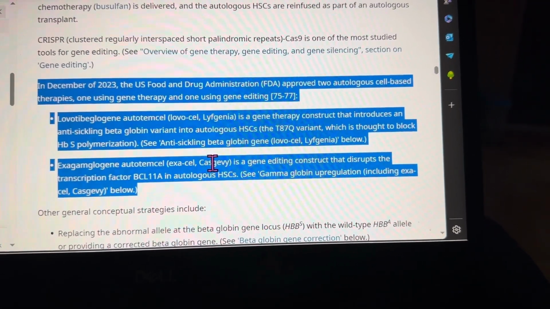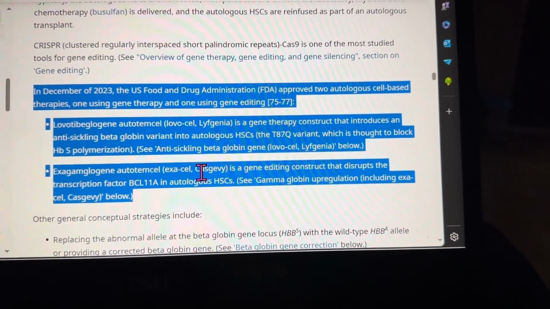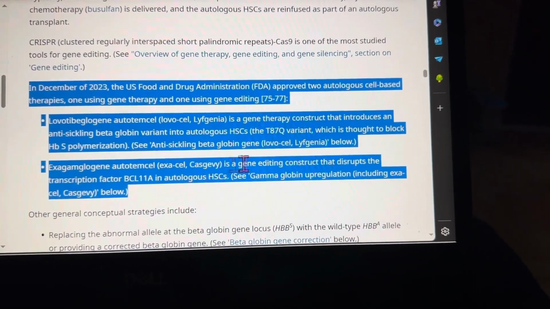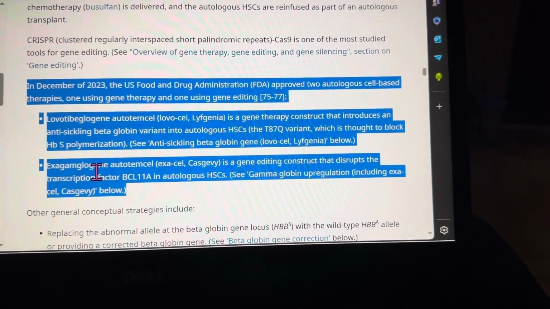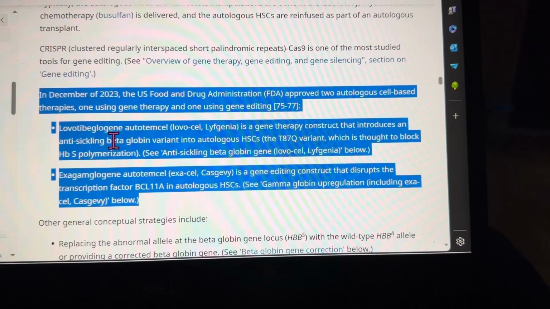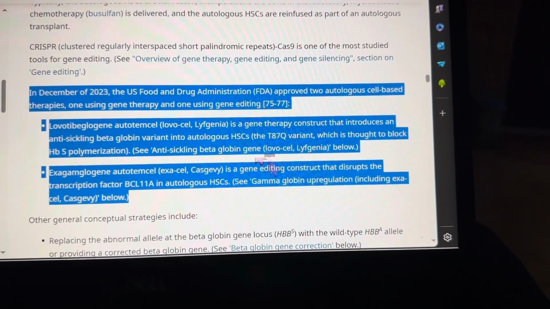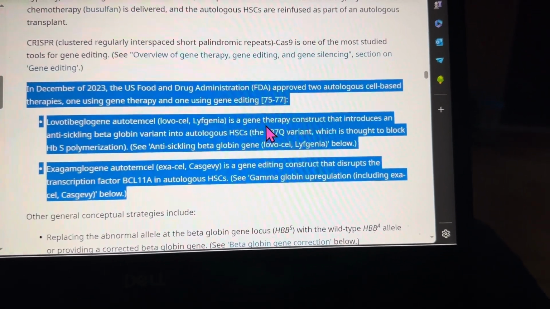This is the same treatment that we are going to talk about from the New England Journal of Medicine, the 2 studies published in this issue of May 9, 2024. Again, this is gene editing. We are going to edit the gene. Another therapeutic modality is lovotibeglogene autotemcel. This is gene therapy. Gene therapy is different from gene editing.